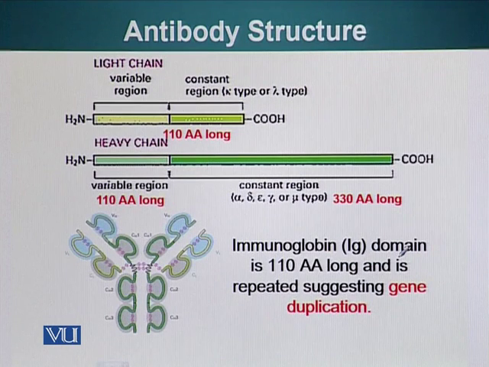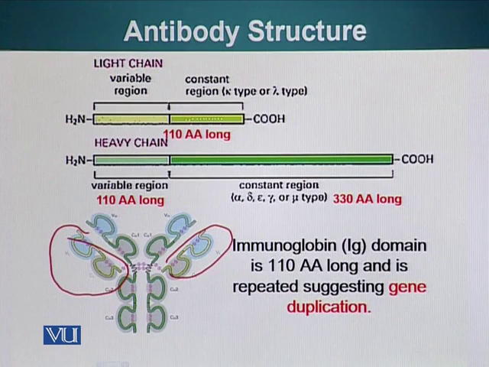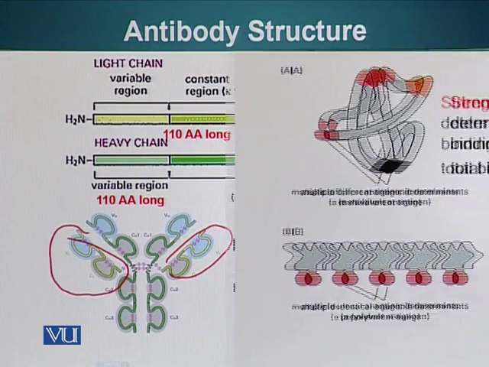So it is thought that these larger structures, for example, the heavy chain of the antibody, evolved by gene duplication. Here we can also see these structures. This is the light chain and these are the heavy chains, and these are repeating units, these 110 amino acids that make up the antibody.